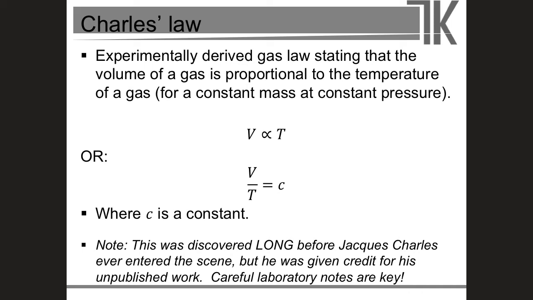So in 1708, Francis Hauksbee, who was actually Isaac Newton's lab assistant, discovered that the volume of a given mass of a gas is proportional to its temperature at a constant pressure. And actually, even before him, I'm going to say this name incorrectly because I don't know how to pronounce it, but I'll give it a go, Guillaume Amontons made similar conclusions.